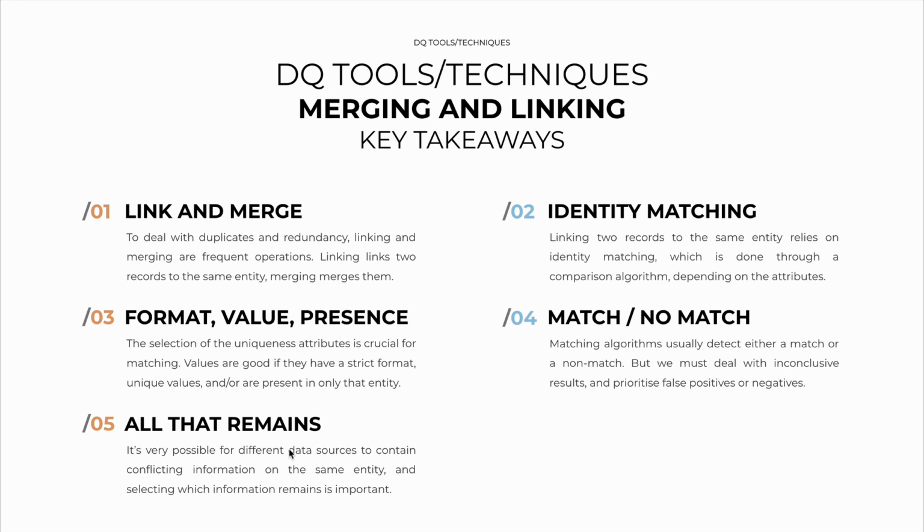And finally, it's crucial to select what remains in the end. It's very possible that different data sources contain conflicting information about the same entity, and in that case, we must select which information remains. Usually, it comes from ranking data sources and prioritizing the information from the highest quality one. So as we see, merging and linking are all about removing duplicates, and being able to actually resolve two different identities to the same entity is a crucial step. There are many things that help in terms of this operation, such as the quality of the attributes used for the comparison, and also, naturally, the quality of the data.